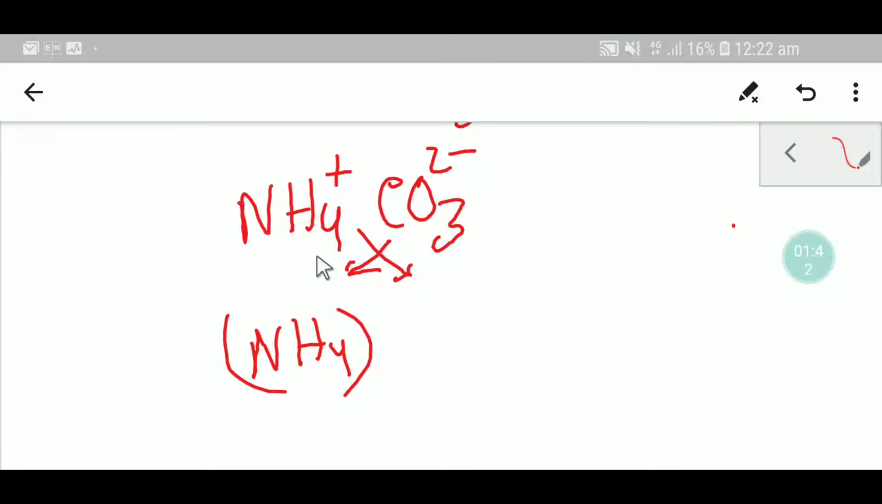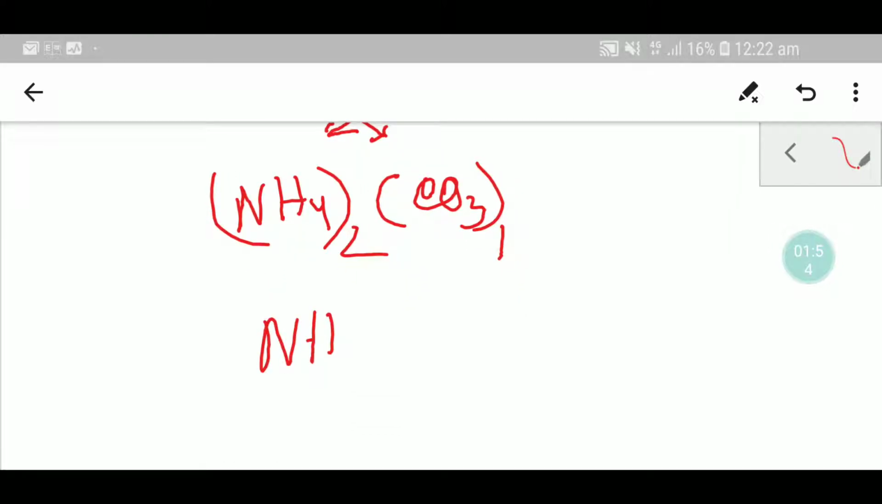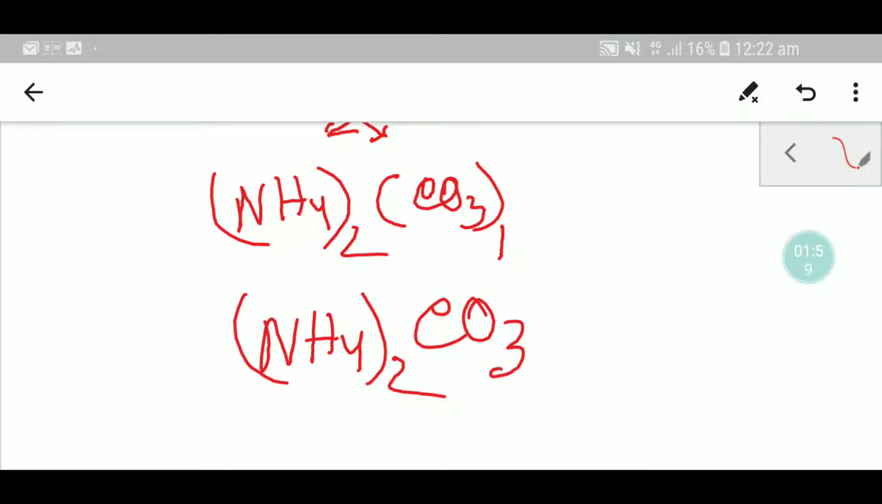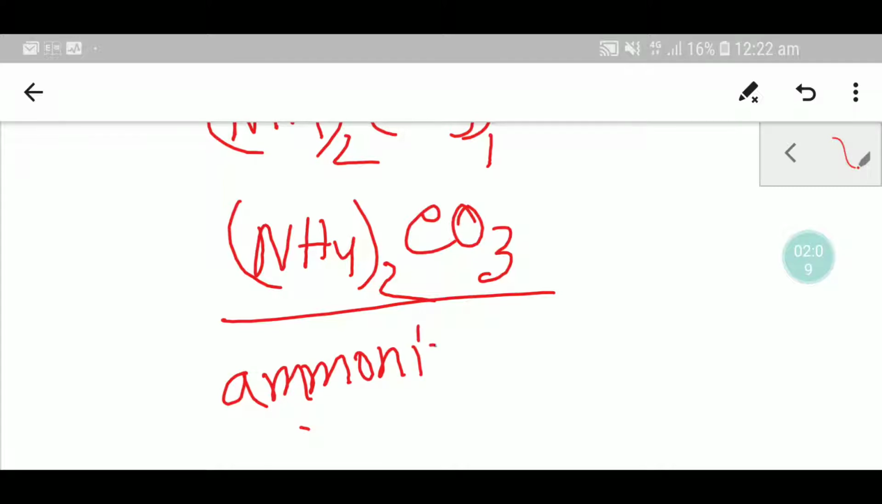These two will come here, and this one will come here. So you are getting this. So this is the formula of ammonium carbonate, right? This is the formula of ammonium carbonate.